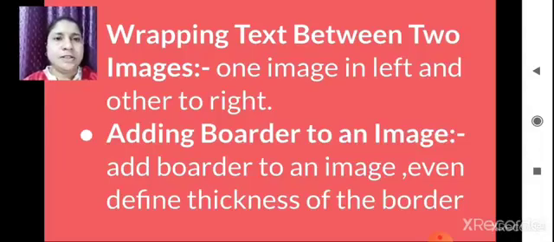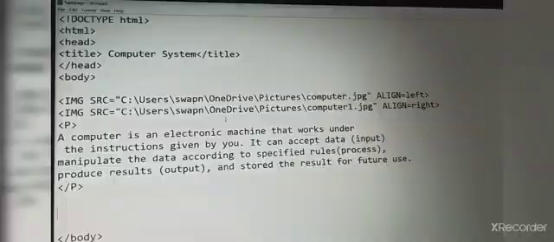Next is wrapping text between two images. One image on the left, another image on the right. Between these two images you can wrap your text. Then next is adding a border to an image. To add a border to an image, you can even define the thickness of the border. All these things we are going to see.